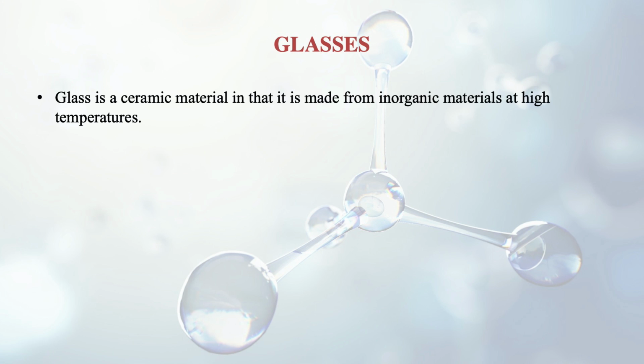So after discussing the alumina silica based and magnesium based ceramics and refractories, we now move on to the glasses. This is a very important category because it is very much prevalent in use everywhere. Glass is a ceramic material which is made from inorganic materials at high temperatures. So glass consists of inorganic materials and is made at high temperatures.